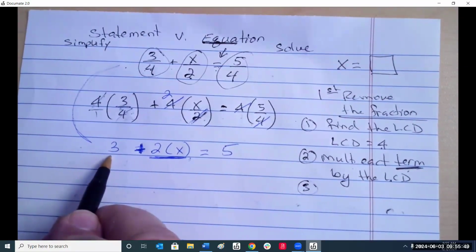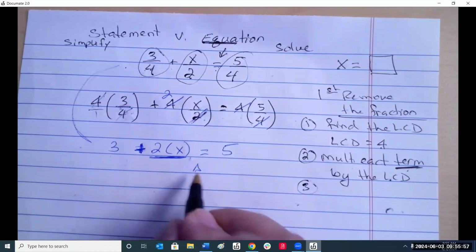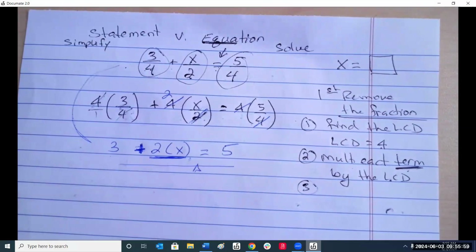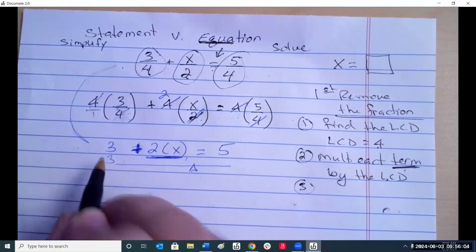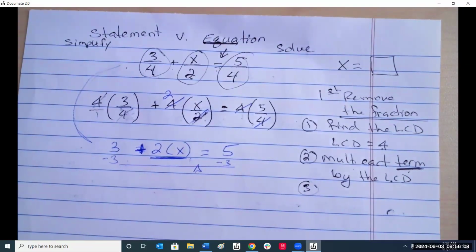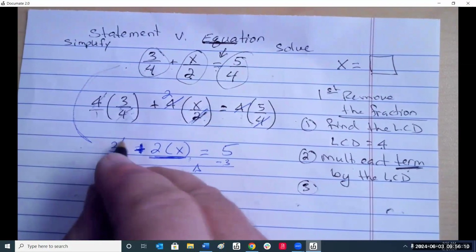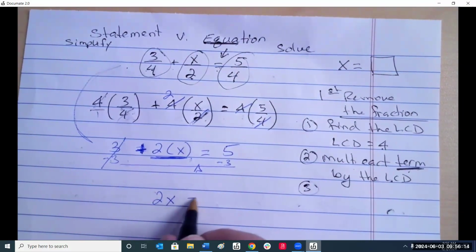Why do we subtract 3? Yeah, because this is a balance beam. There's 3 here, so if we get rid of 3 there, we have to get rid of 3 here. 3 minus 3 is 0, gives us 2x. 5 minus 3 is 2.